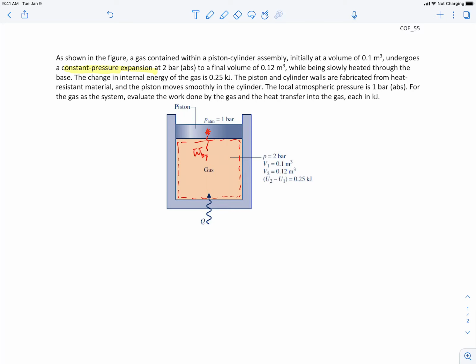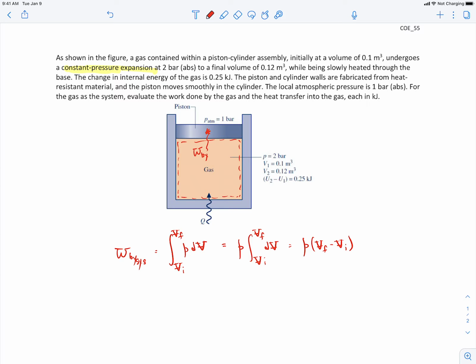by the gas on the surroundings, which would be PdV work, because the only work that's going on here is the work against this piston face as we expand. So to find the work done by the gas, since it's PdV work, it's going to be the integral as we go from the initial volume to the final volume of PdV. And since the pressure is constant, we can pull that outside the integral, which just gives us the pressure times the final volume minus the initial volume.